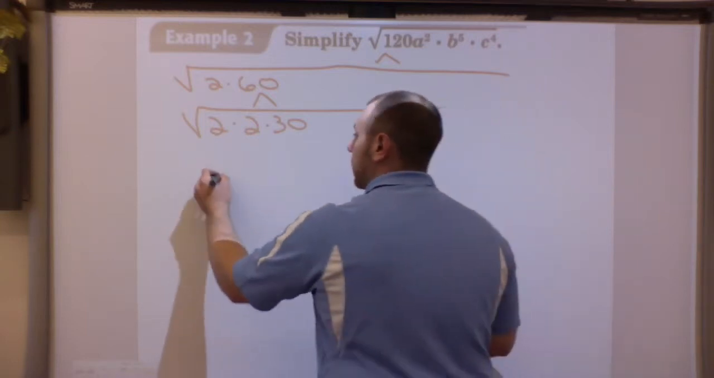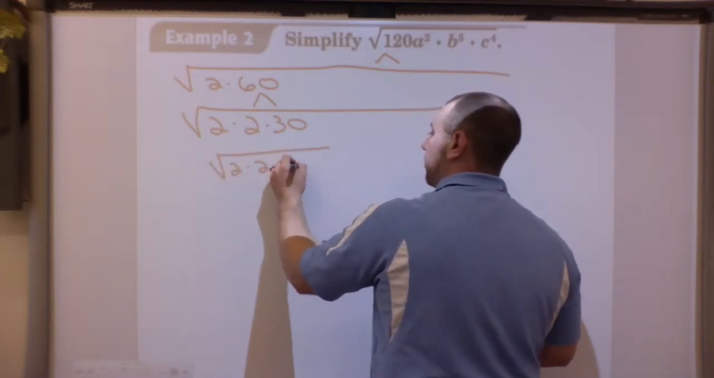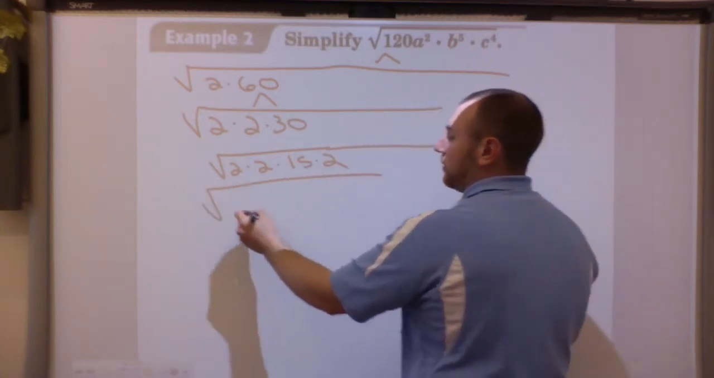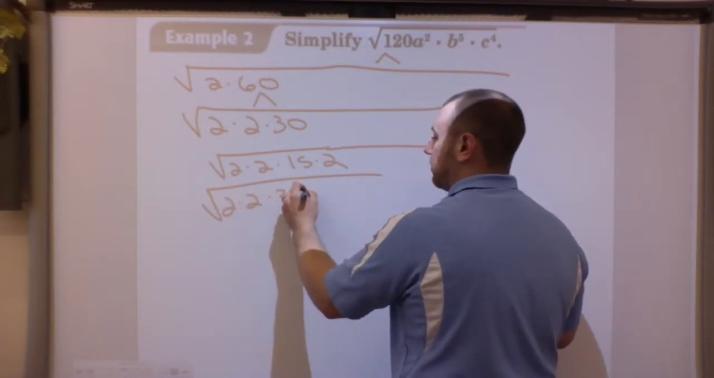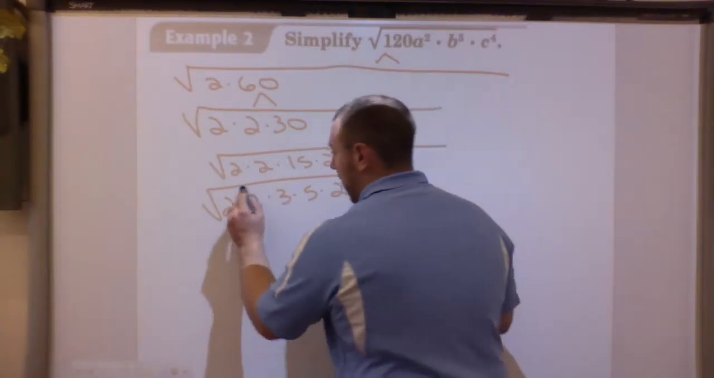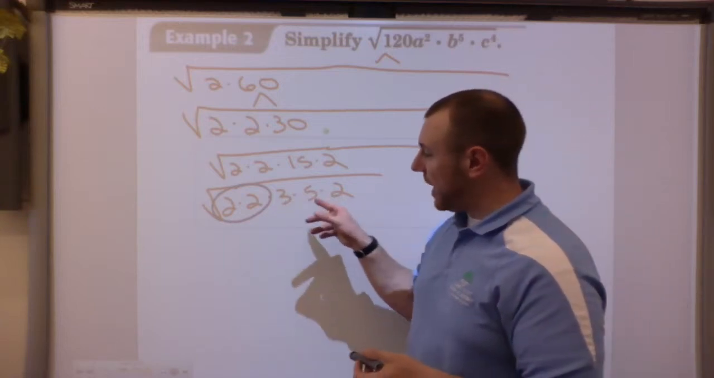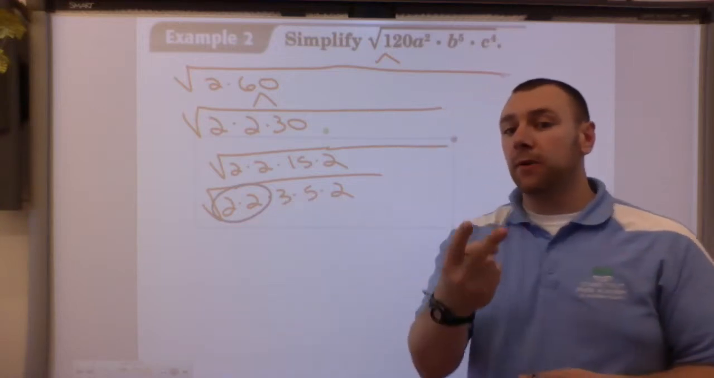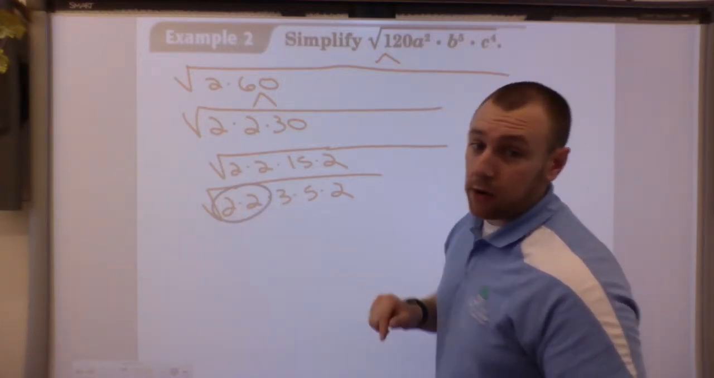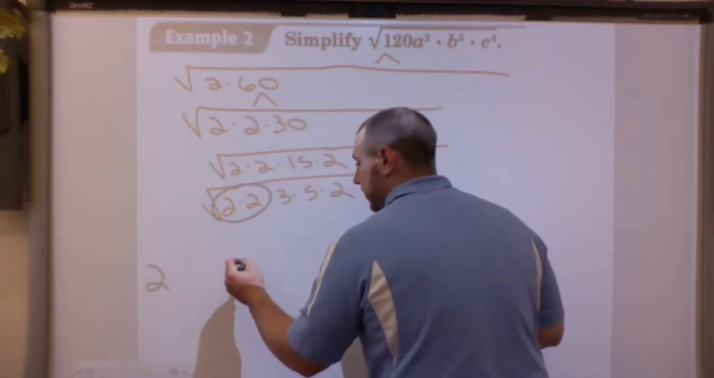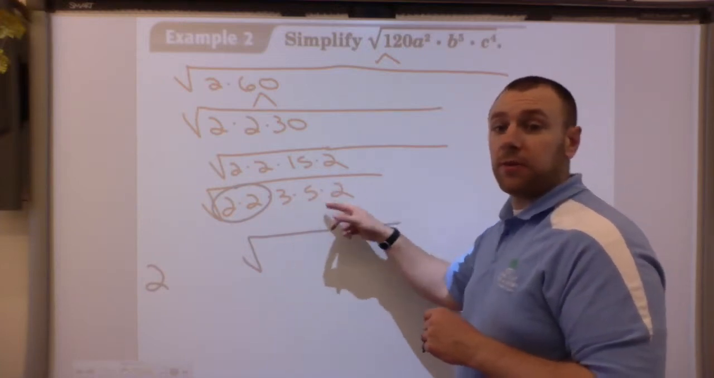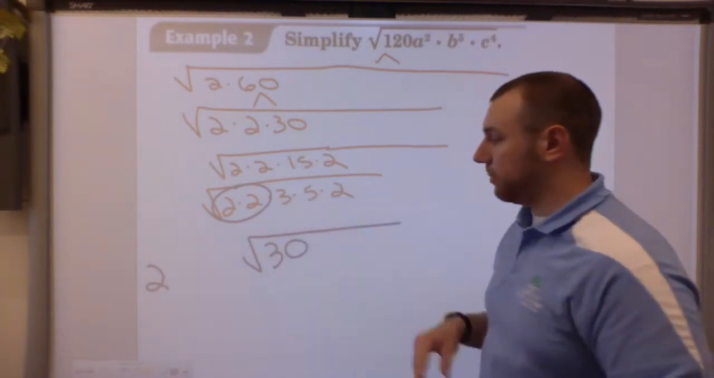But let's keep going real quick. 2 times 2 times 15 times 2. Okay, well, we can break down the 15 a little bit more into 3 times 5 times 2. So you'll notice that I have one pair of 2's, and then these don't have pairs. Okay, I do have 3 2's, but I'm only looking for pairs. So I'm just going to take 1 2 out. What stays in the square root is this 3 times 5 times 2. 3 times 5 times 2 is 30. I just multiply those out once I'm done.